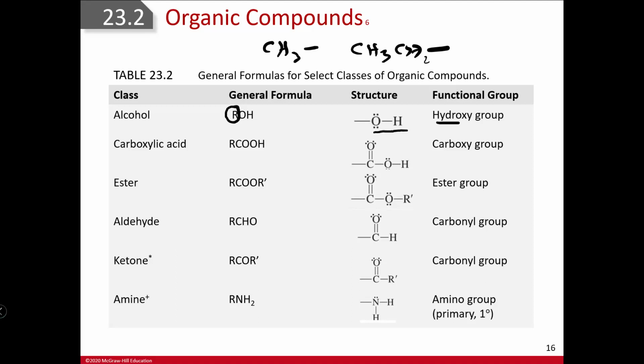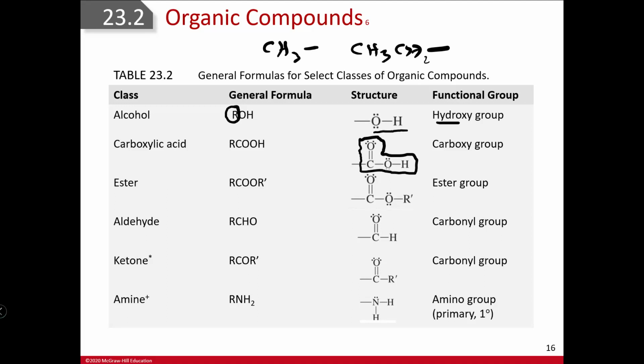Our carboxylic acid, we've seen this before. It's got that carbon bonded to a hydroxy group and double bonded to an oxygen like so. That's called a carboxy group. It's what gives us things like acetic acid, propanoic acid, butanoic acid, and so forth.